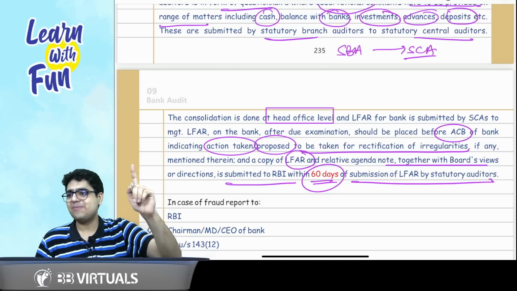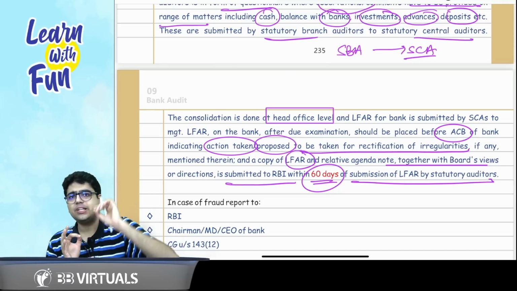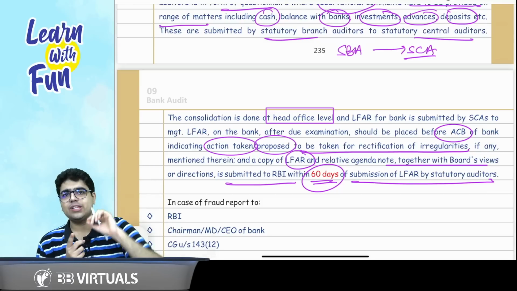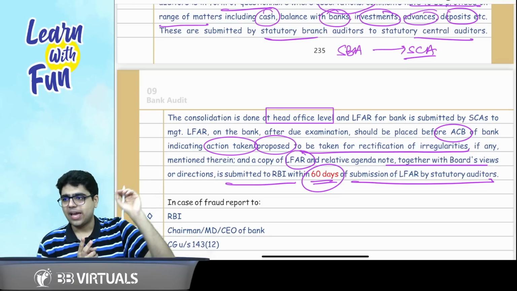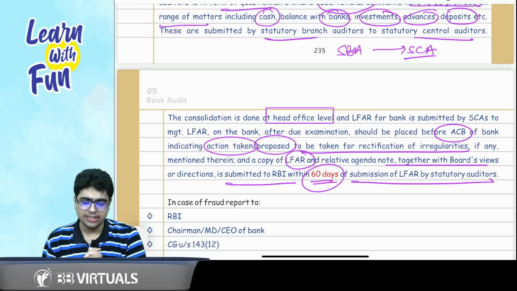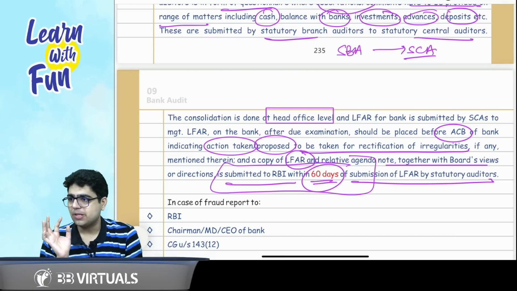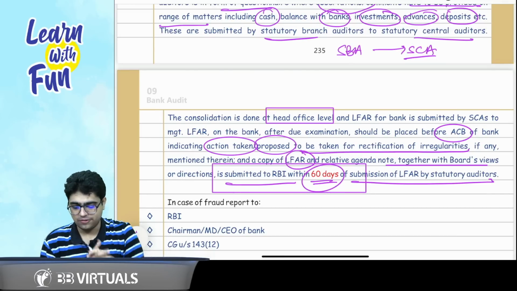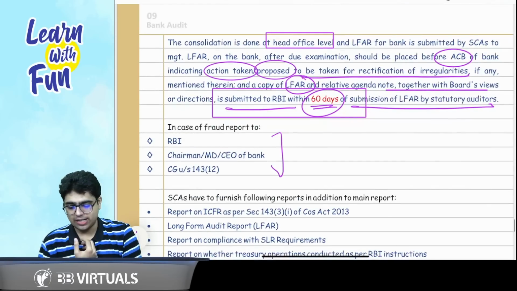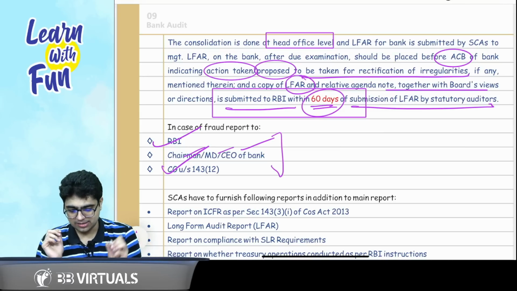So remember, what was the game of 60 days? Once the LFAR is submitted to the board along with its views, it needs to be submitted to RBI within a period of 60 days of the date of submission of the LFAR. In case there is a fraud at the bank, report to RBI. If the fraud amount is 1 crore and above, report to the central government and the chairman, MD and CEO of the bank.